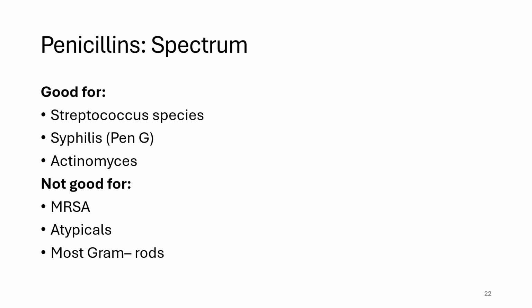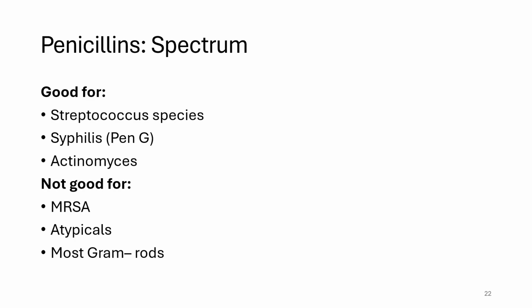So penicillins have strong activity against Streptococcus species, which is why penicillins are often first line for things like strep pharyngitis when resistance is not a concern. They are also effective for syphilis, specifically penicillin G, which remains the treatment of choice. This is a classic board question and Clinical Pearl. Penicillins also cover Actinomyces, another gram-positive organism you'll see in chronic oral or cervicofacial infections.